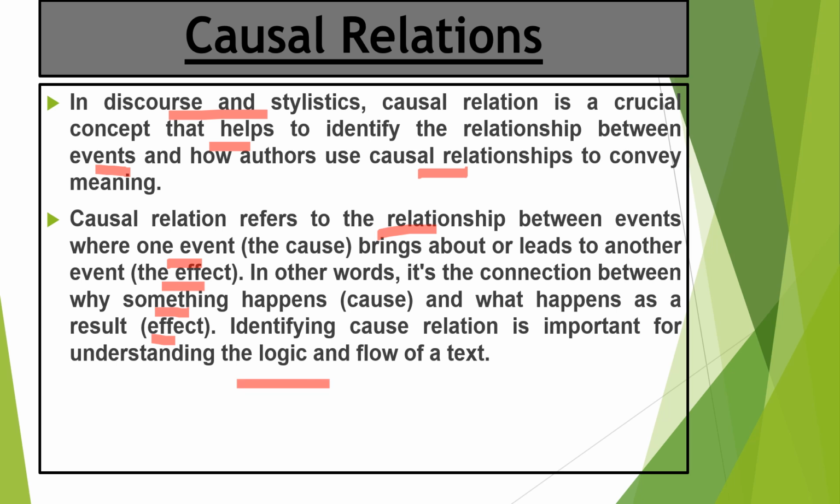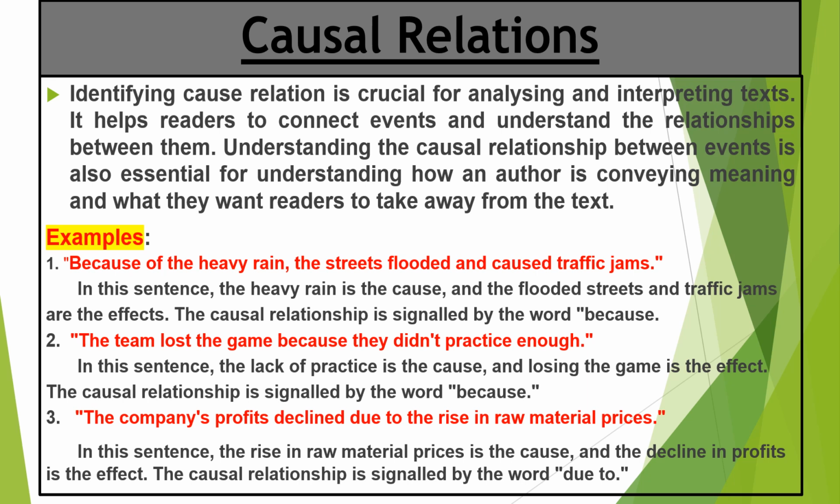So identifying this causal relation is important for understanding the logic and flow of a text, because if we do not understand who is causing what, or what is being caused by whom or by which thing, then it would be tough for the reader or the listener to understand the complete meaning or logic or flow of the text. Identifying causal relation is crucial for analyzing and interpreting text. It helps readers to connect events and understand the relationship between them.